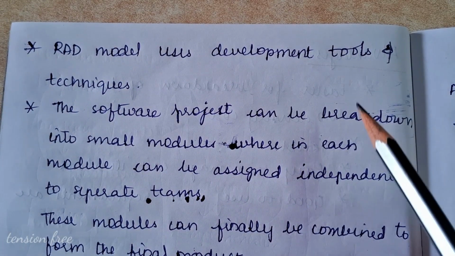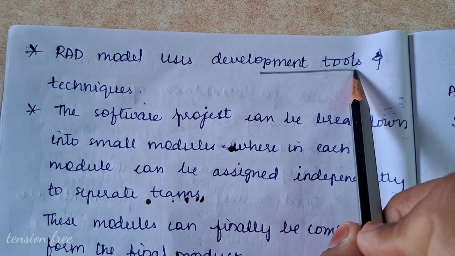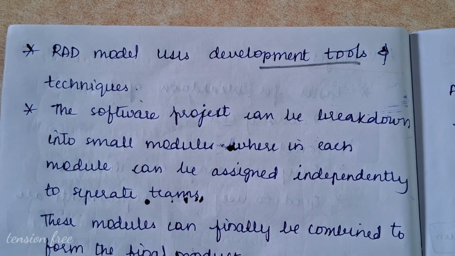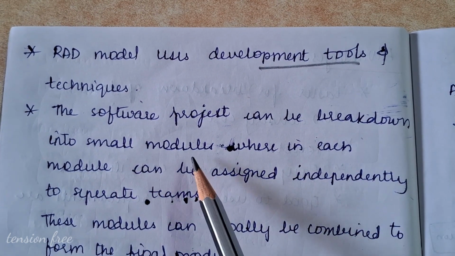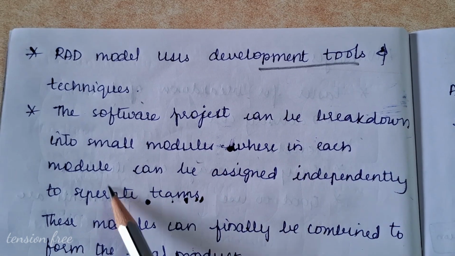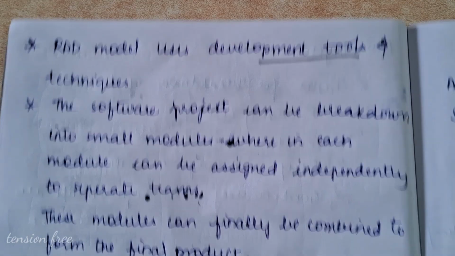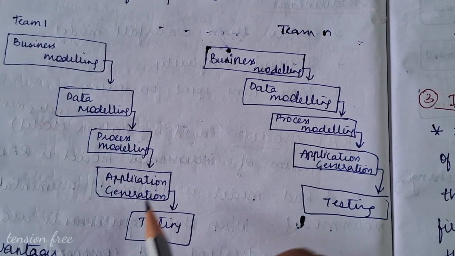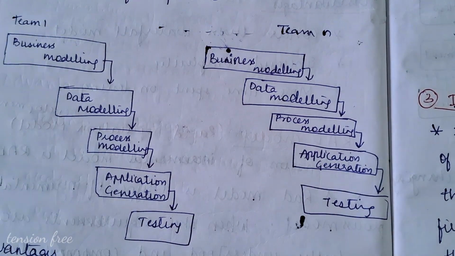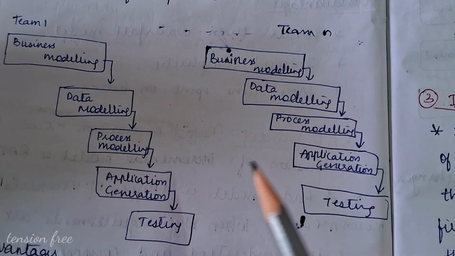The RAD model uses development tools and techniques for the development of the software. The software project is broken down into small modules, where each module can be assigned independently to separate teams. Look at this diagram. Here, the large module is broken into some small modules, and these modules are assigned to the teams.